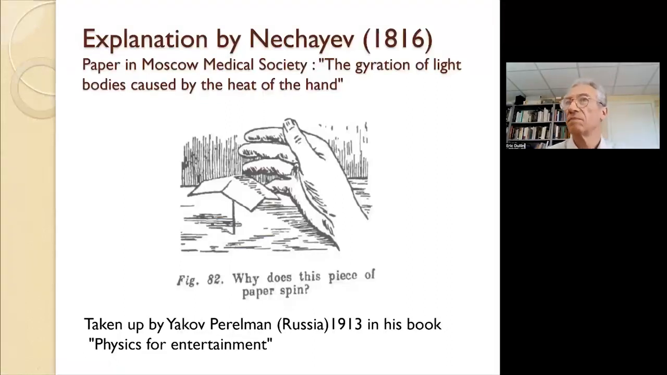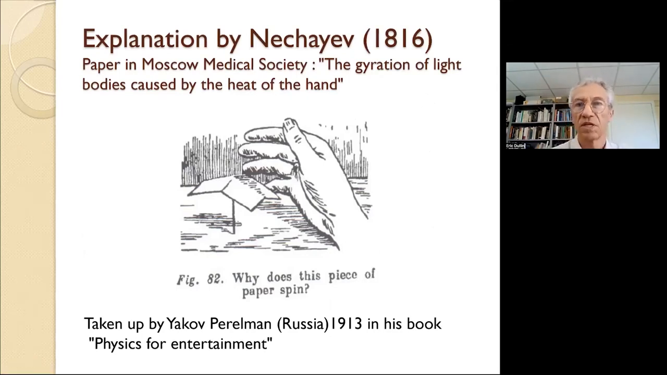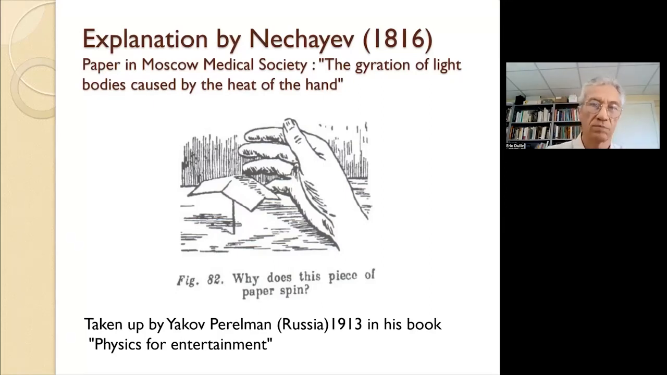In opposition to that, many people have worked on a physical explanation of this phenomenon. The first was Nekayev in 1816. He wrote a paper, The Gyration of Light Bodies Caused by the Heat of the Hand, because in some spectacles people put that in place, and he thought that it was purely physics. This is a small folded paper, and the hand is closed, and he says that because of the heat of the hand there is an updraft moving up, and because the paper is folded, there is a disequilibrium between the different faces, and so it spins.